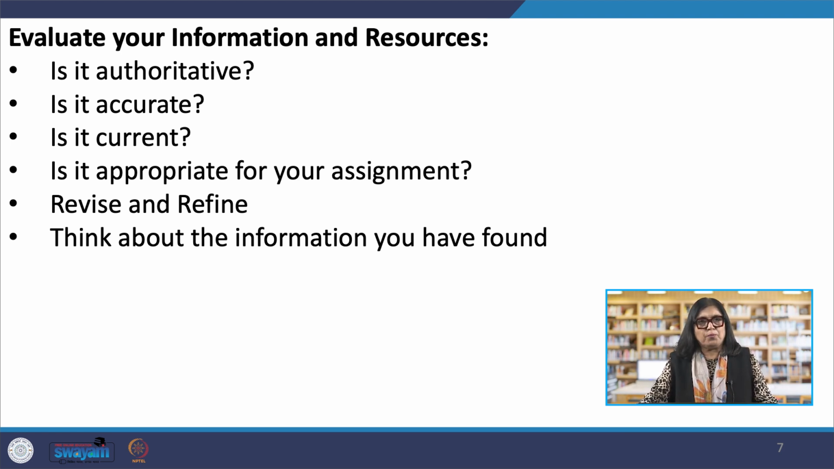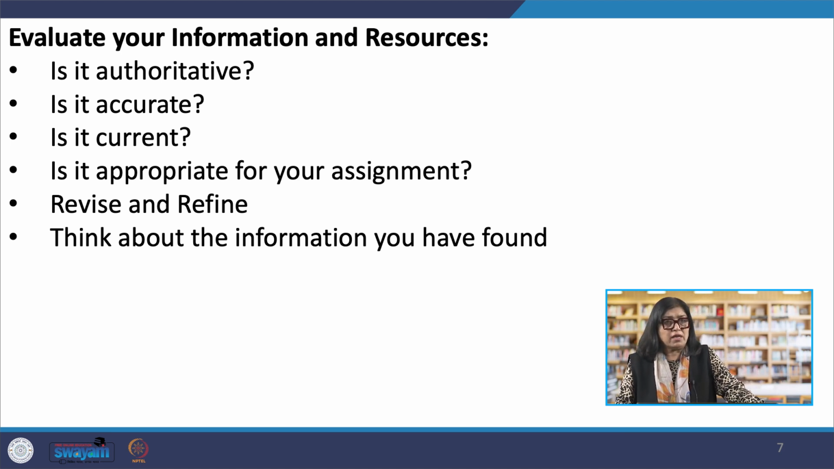Is it appropriate for your assignment or your research? Revise and refine. Think about the information you have found. Which do you need to revise? Topic, question, search terms and strategies, sources. Does the information help to answer the research question? Continue to work with the information until you have achieved satisfactory results.